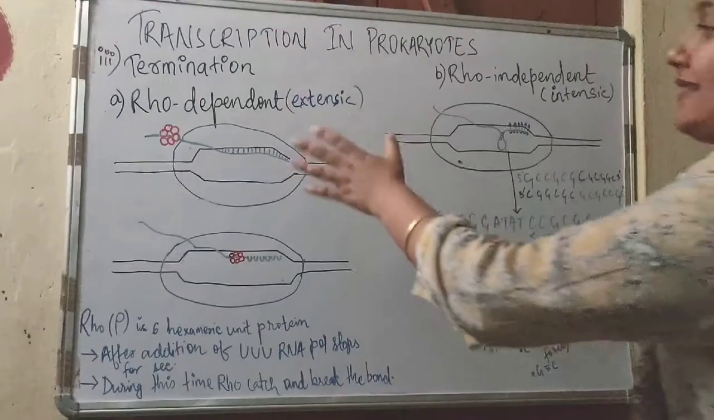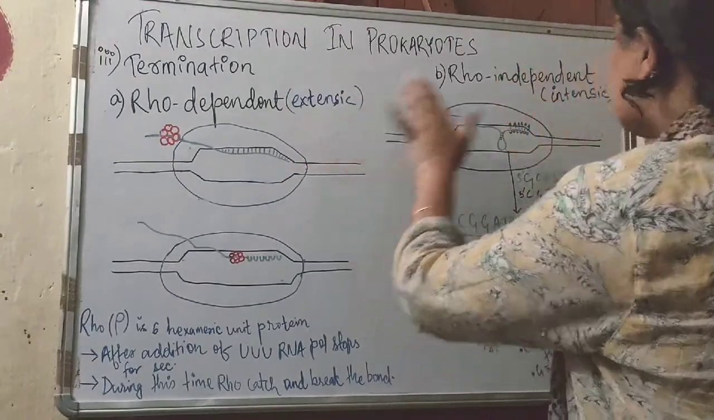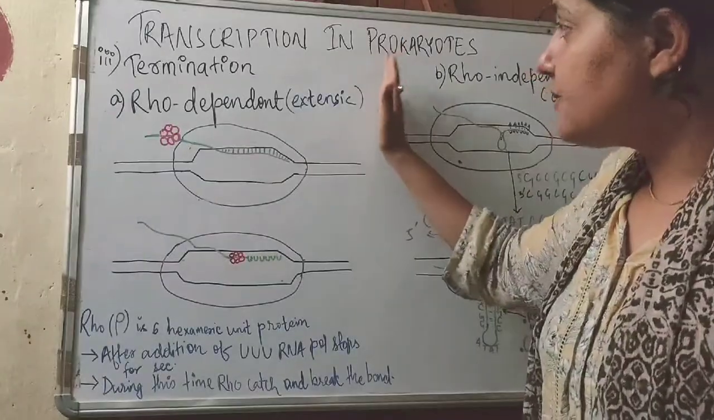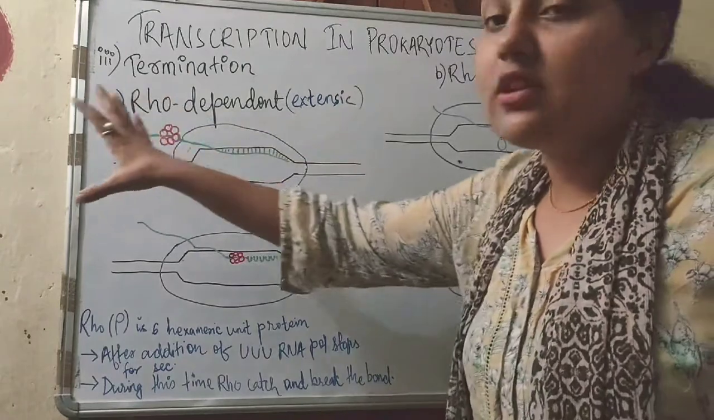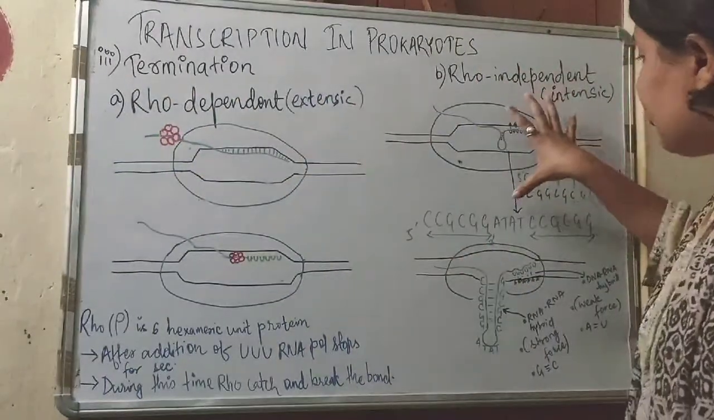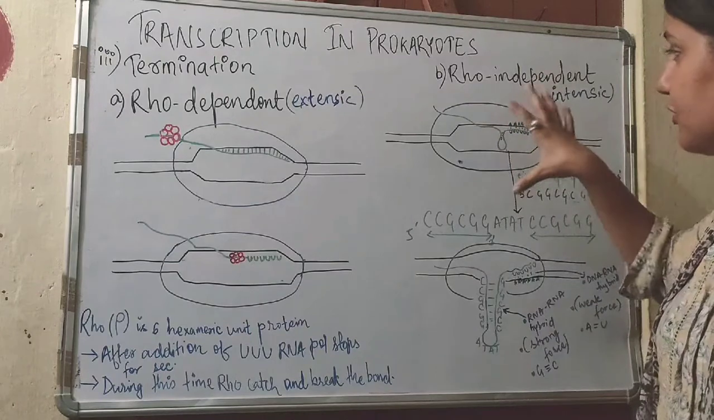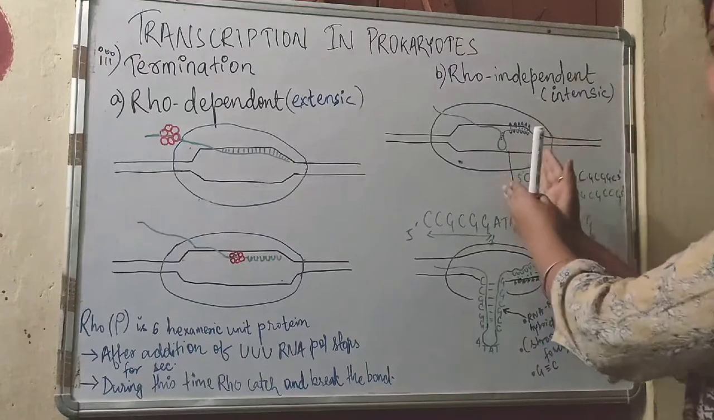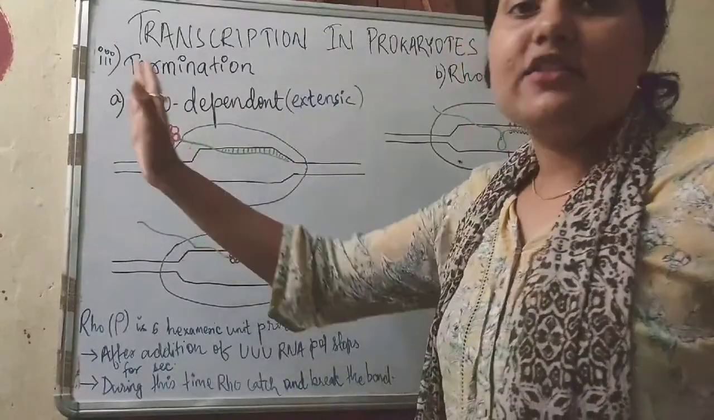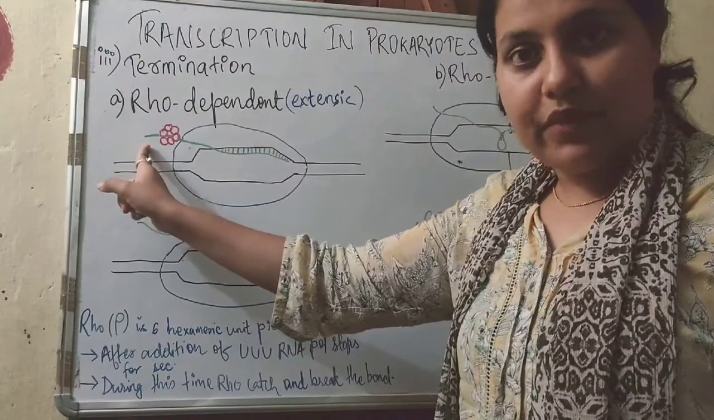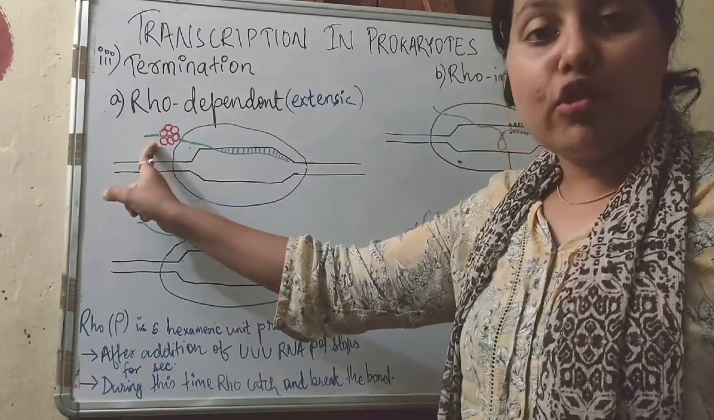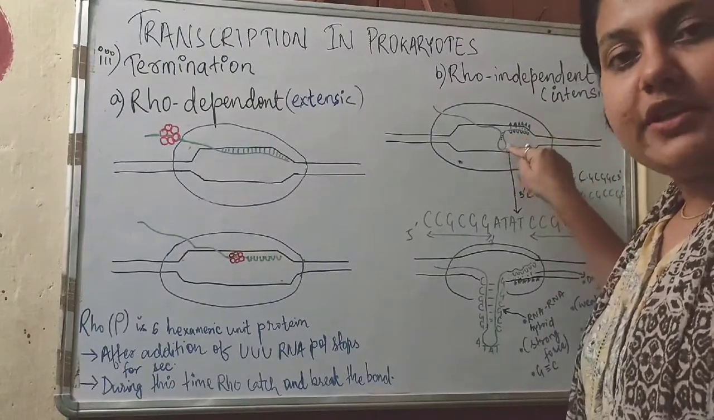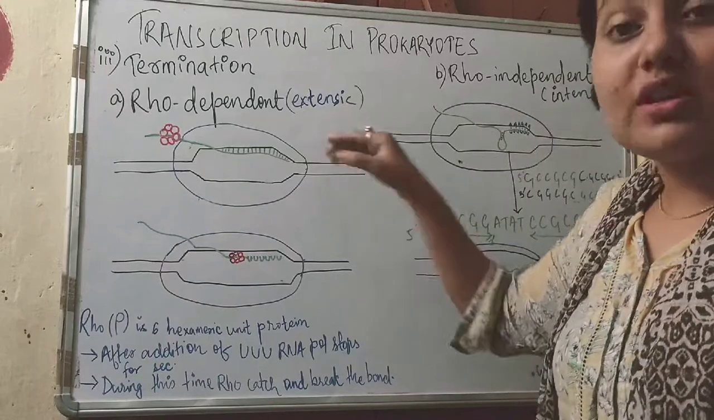And why is one called extrinsic whereas the other is called intrinsic? Because the termination in this process is brought about by an external factor, and the termination in the other process is brought about by the mRNA itself. It is brought about by an internal factor, whereas this one is brought about by an external factor, with the help of the enzyme or protein known as Rho, and this happens with the help of the mRNA which has been made. That is why one is known as intrinsic and the other as extrinsic.